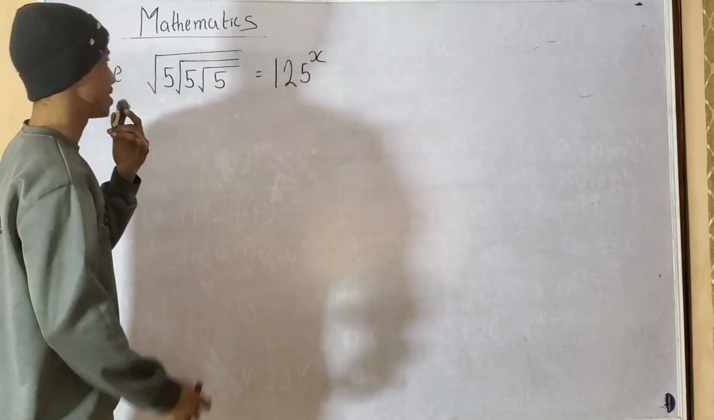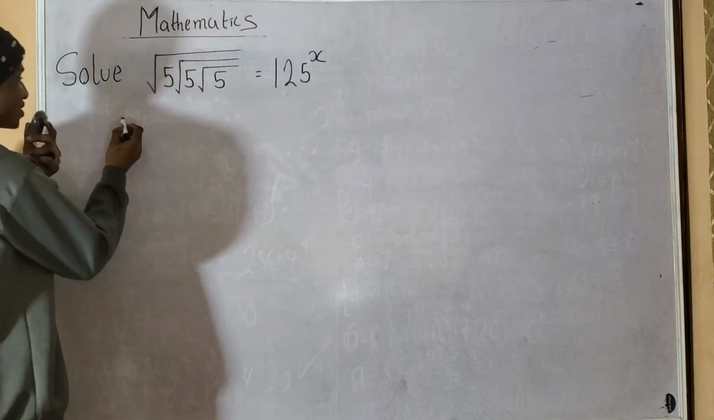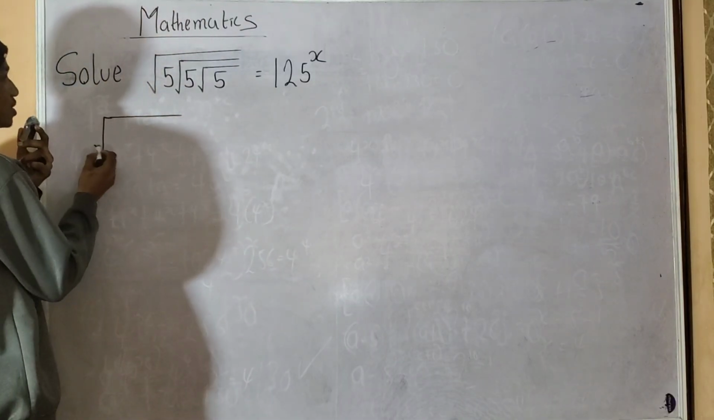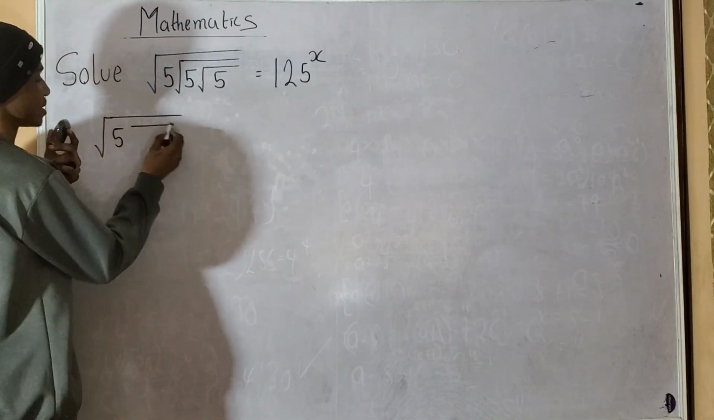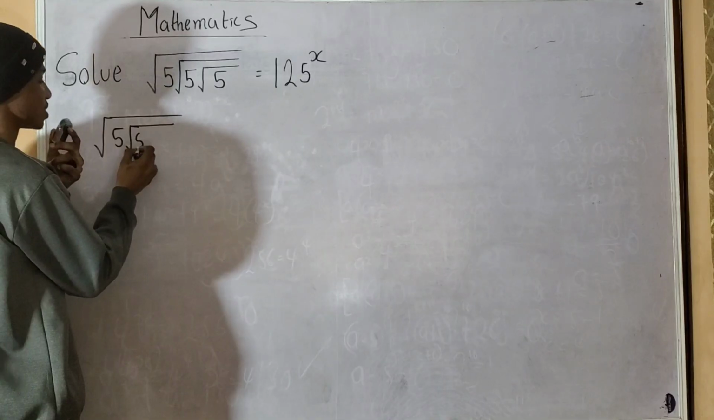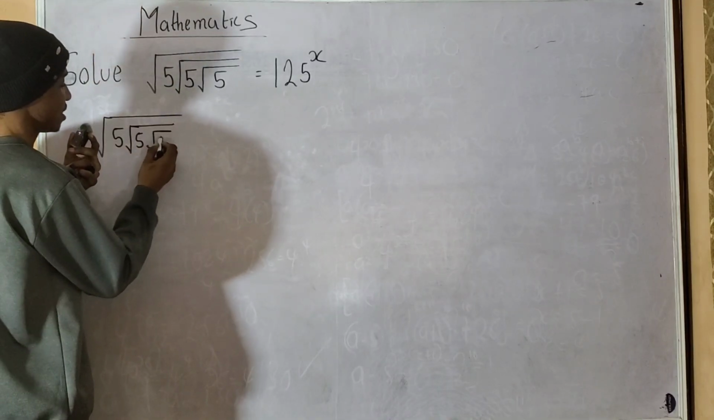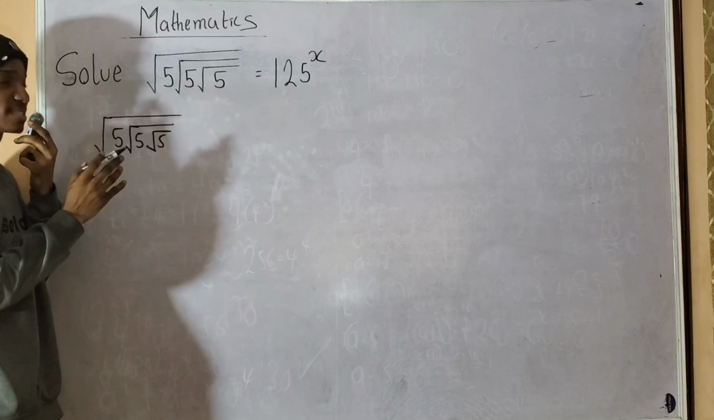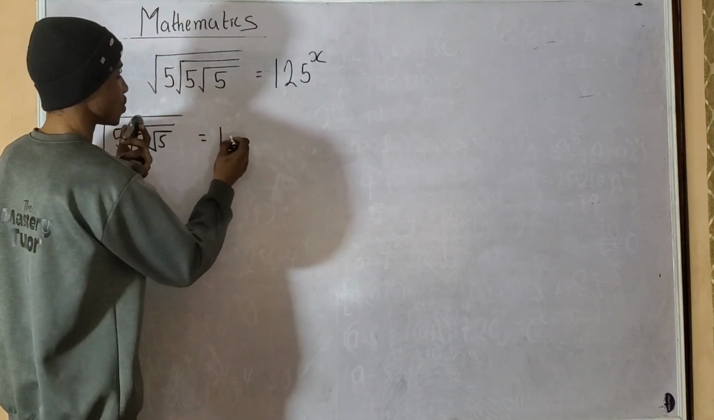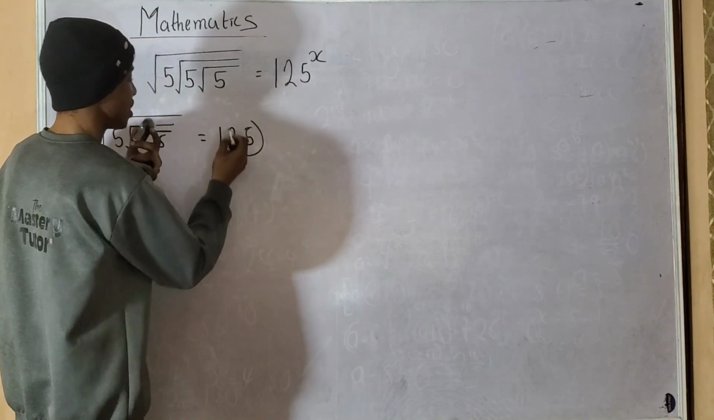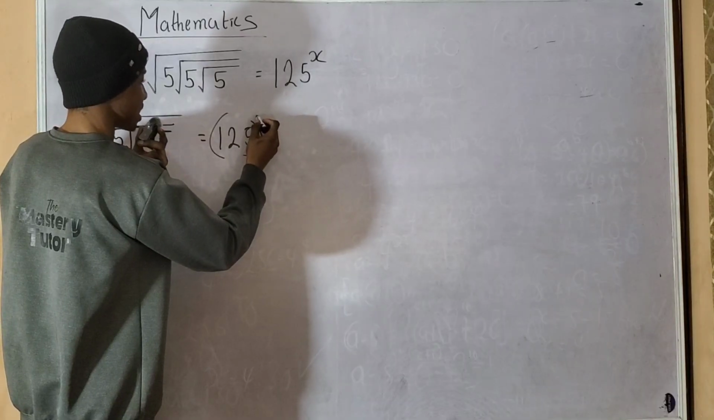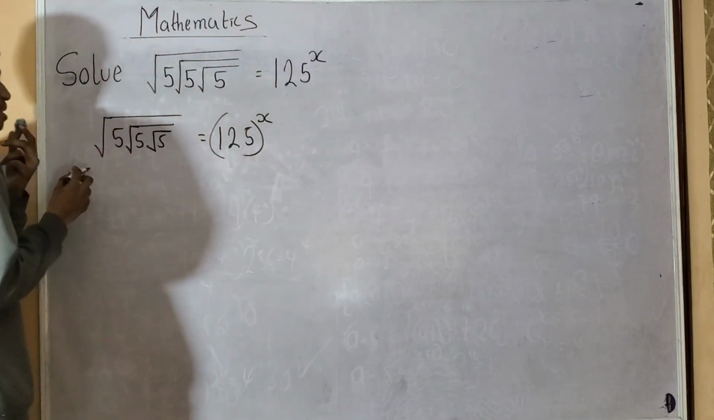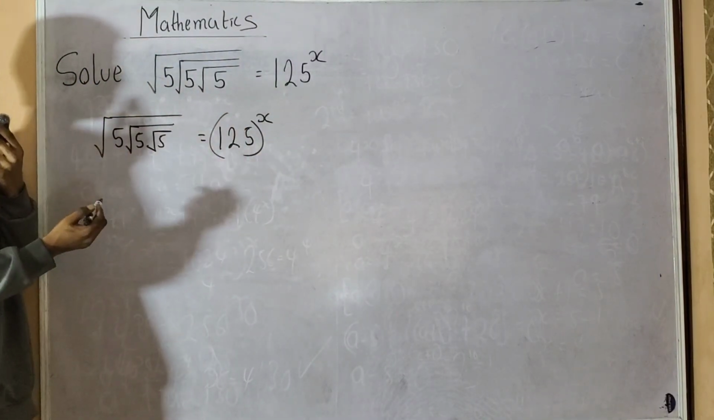Okay, listen to me. The first step, please pay attention. In solving this question, the first step is that you have to take the square of both sides. Are you getting it? How many square roots do we have here? We're having 3 square roots, right? So in an attempt to eliminate all the 3 square roots, you have to take the square of both sides. That's the first step.